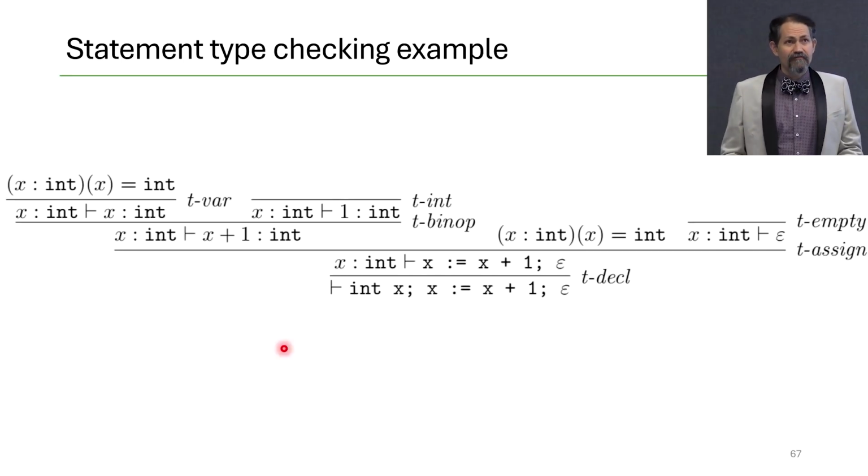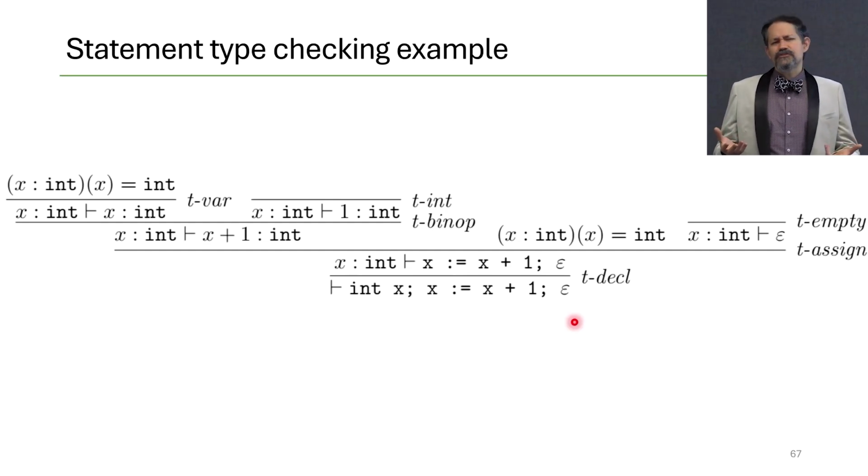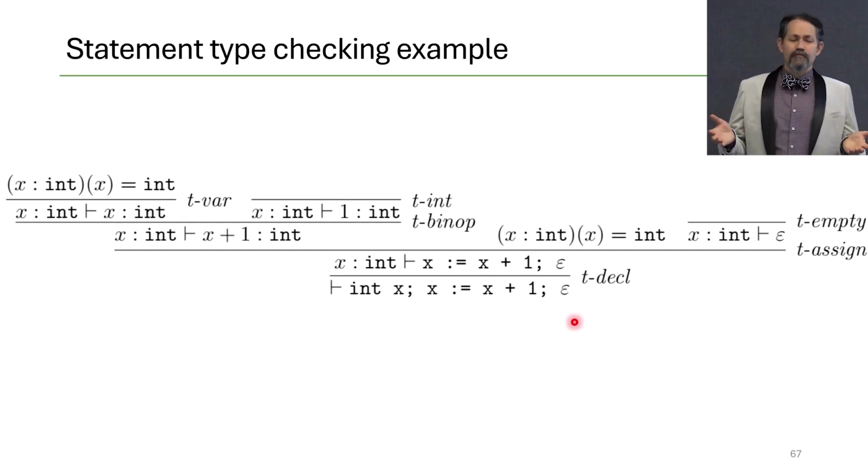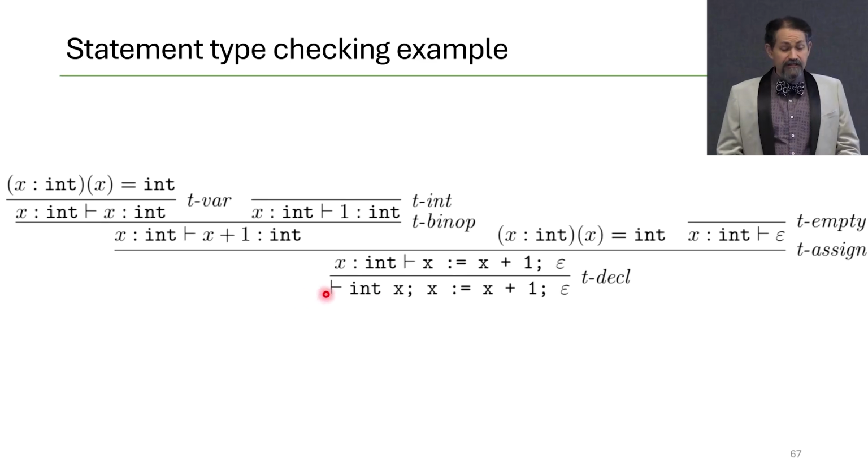Let's look at an example of how statements can type check. Here we're looking at a sequence of statements, int x, followed by x gets x plus 1, followed by the empty statement at the end of the program. Again, the empty statement is an artifact of the way we're representing this. Remember, we're type checking abstract syntax trees, and so we've already converted the input form of the program into an AST where the statements are arranged in a linked list, and we end with the empty statement.